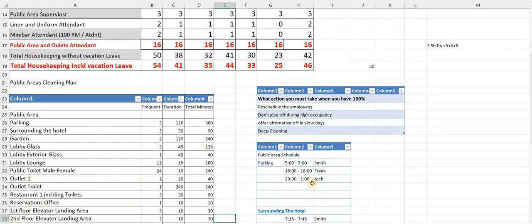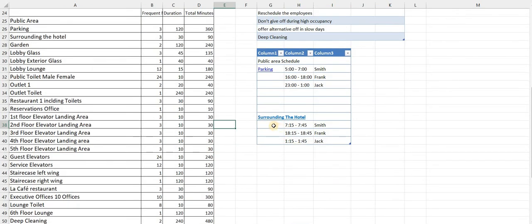And look at the surrounding the hotel. How many minutes is it? 30 minutes, 3 times. So Smith will finish here at 7 o'clock, and will start here at 7:15. And you have to write the schedule clearly for the staff in order to get what you want. So 7:15 until 7:45.